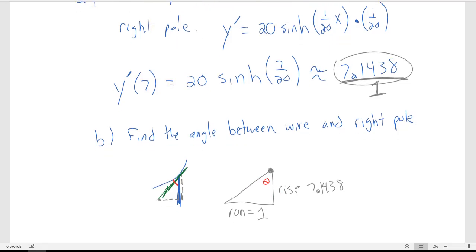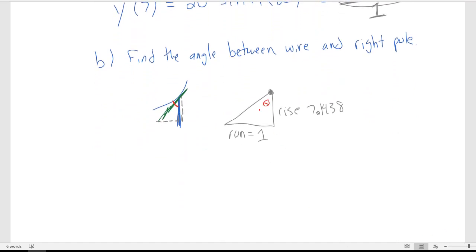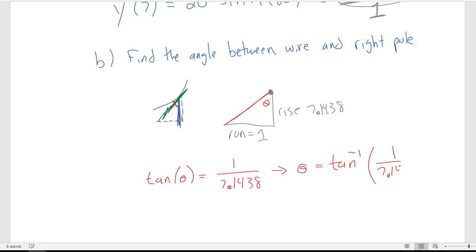So if I think about regular trig, I can take the tangent of that theta, and the tangent of that theta would be opposite over adjacent. So from the geometry of my tangent line, the tangent of theta, and again this is regular tangent because we're talking about ratios of sides of a triangle, so opposite over adjacent would be the tangent of the angle. And then to find the angle, I'm going to inverse tangent both sides. So theta would be the inverse tangent of that number, 1 over 7.1438.